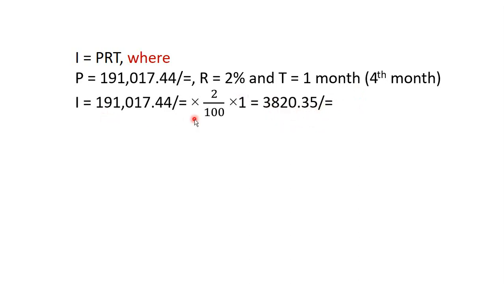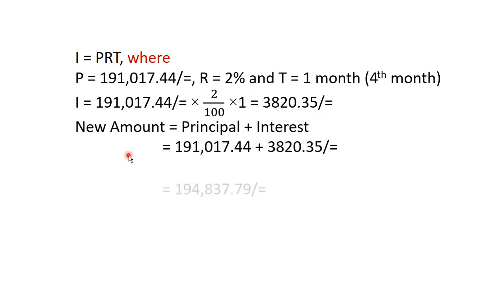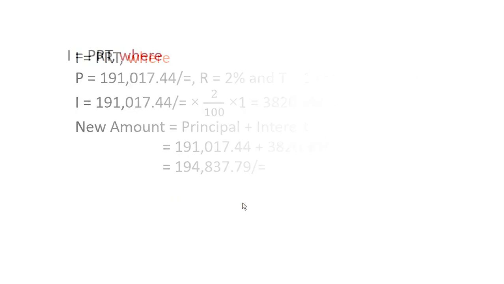And if we want to get the new amount, it's going to be the principal plus the interest, and that will give us 194,837.79 shillings. Now that's the new amount in the 4th month, and it's going to be the new principal in the 5th month. So we shall do the same thing.